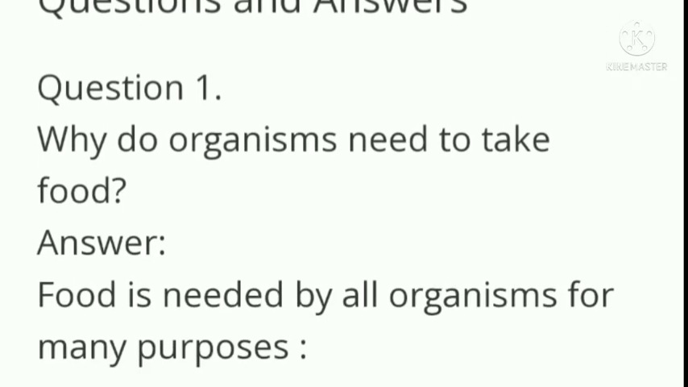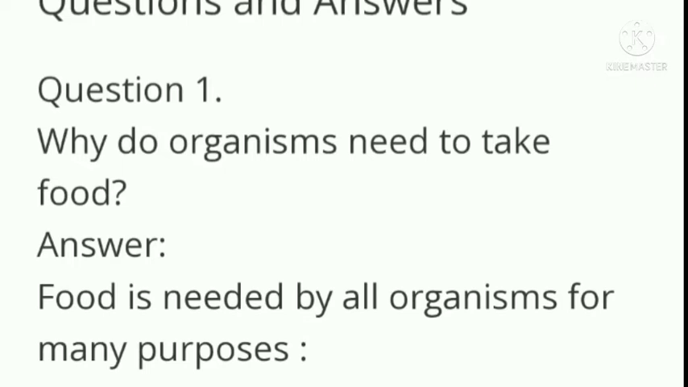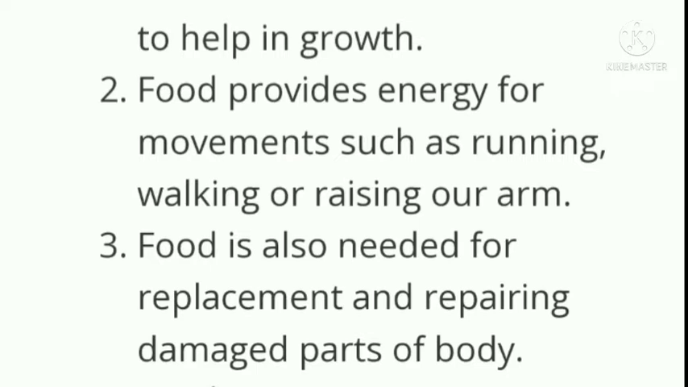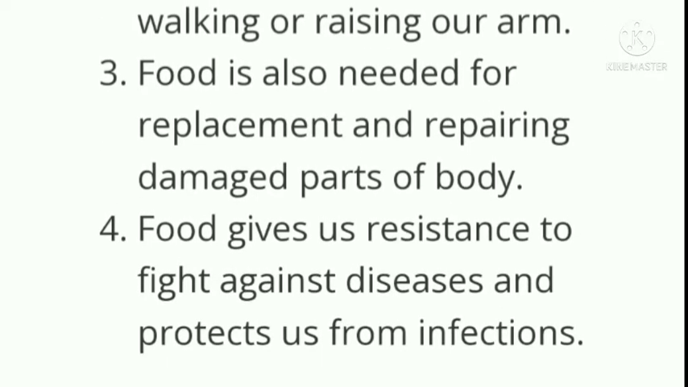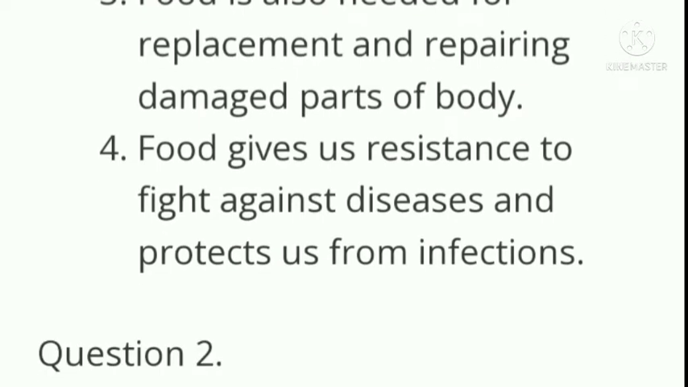Question number 1. Why do organisms need to take food? Answer. Food is needed by all organisms for many purposes. First, the main function of food is to help in growth. Food provides energy for movement such as running, walking, or raising our arms. Food is also needed for replacement and repairing damaged parts of body. Food gives us resistance to fight against diseases and protects us from infections.